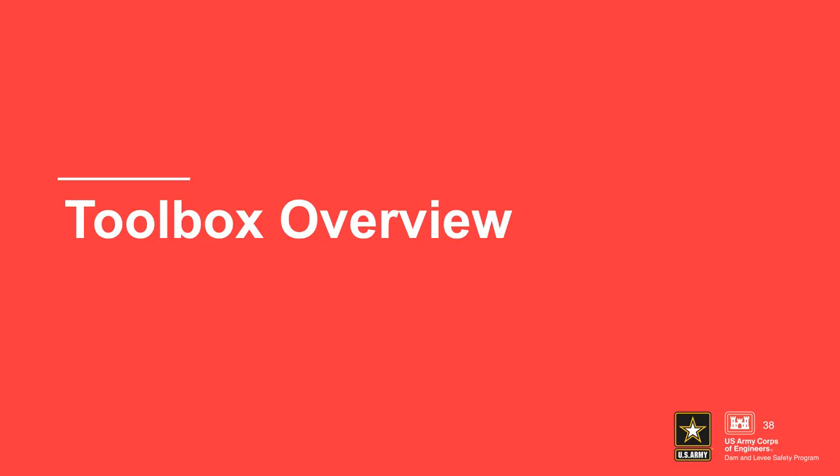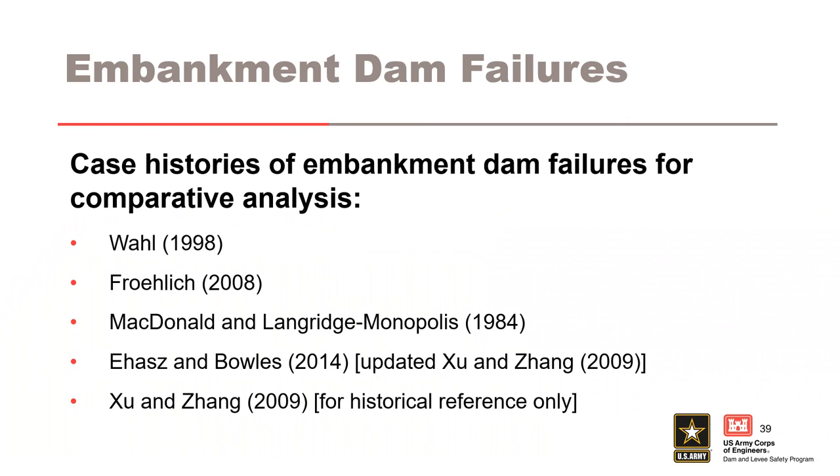RMC toolboxes associated with breach parameters are part of the RMC breach parameters suite, not the RMC internal erosion suite. In the RMC embankment dam failures toolbox, there are separate worksheets for each of these case history databases. Filters are set up to sort by failure mode and embankment and hydraulic characteristics to find a similar dam to compare breach characteristics. Wahl 1998 contains the most case histories at 108 and contains the most detailed information. It is recommended for usage.